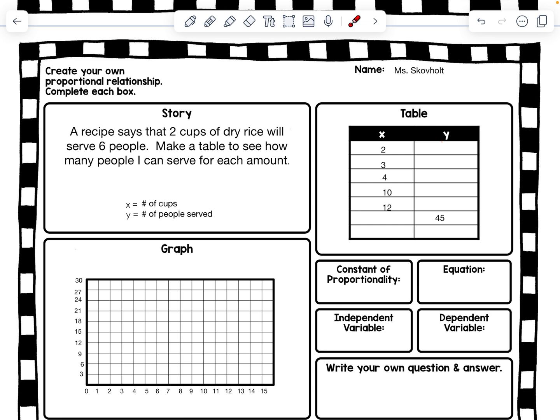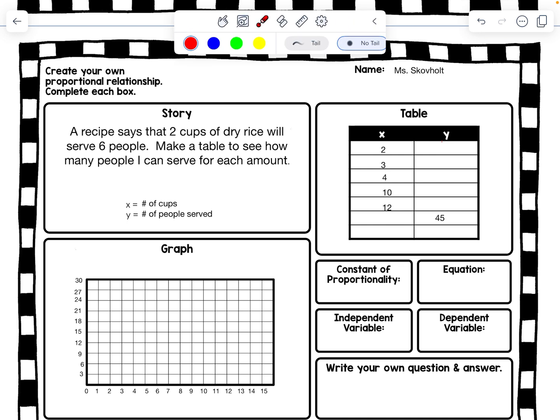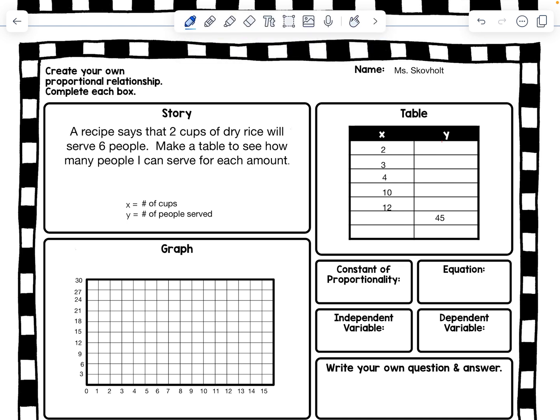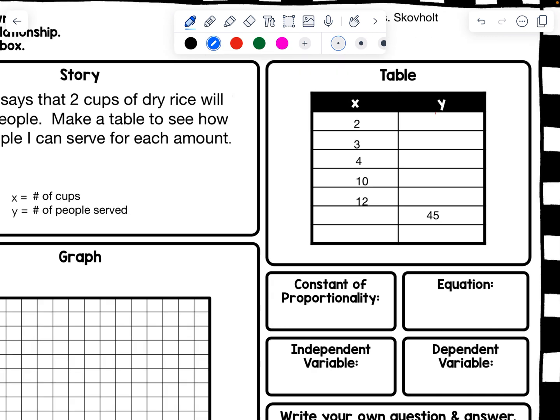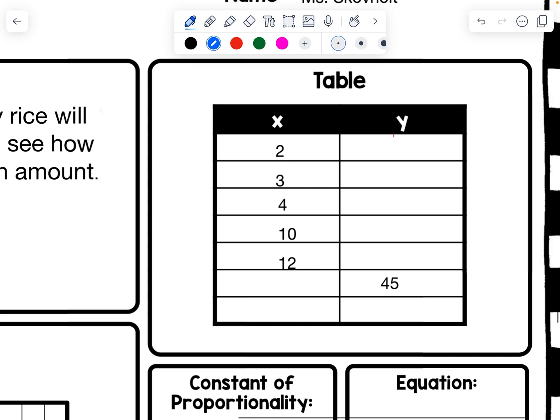On the table, you'll see X and Y. But there's no problem because we know what X and Y are. X is the number of cups and Y is the number of people served. Okay, so then you also have more information. You have 2 cups serves 6 people. So then on the table, I'm going to change this to my pencil. We have 2, which is the number of cups, and then we know that it serves 6 people.